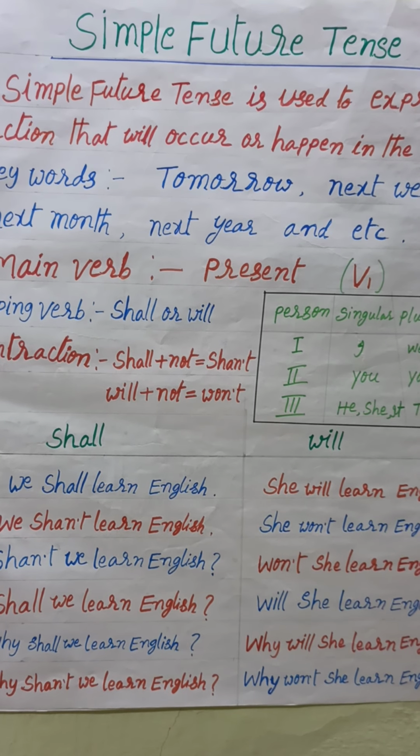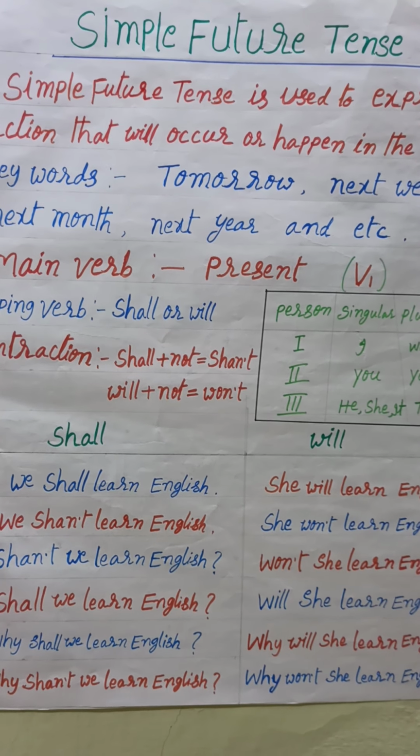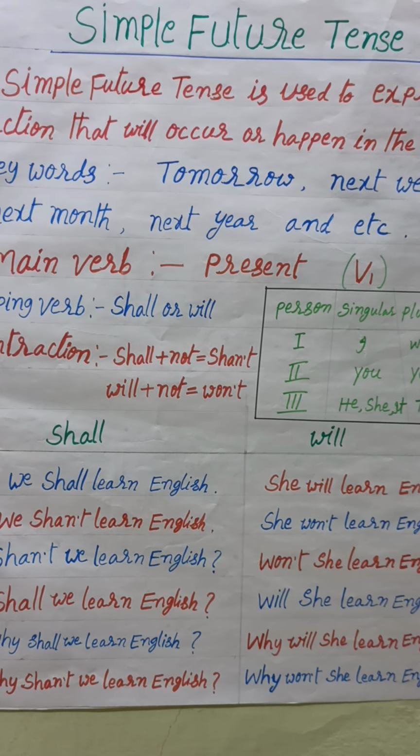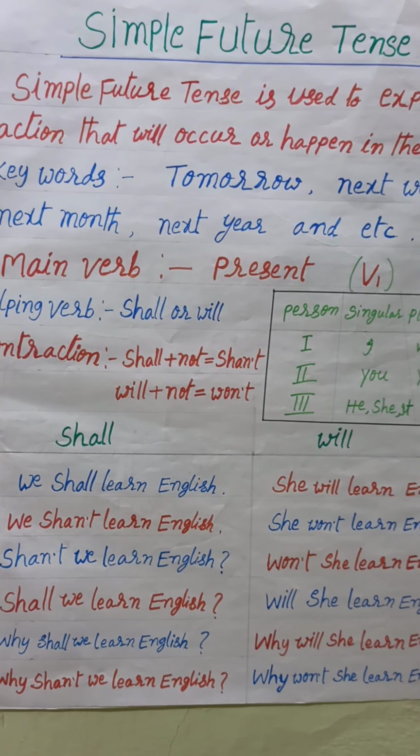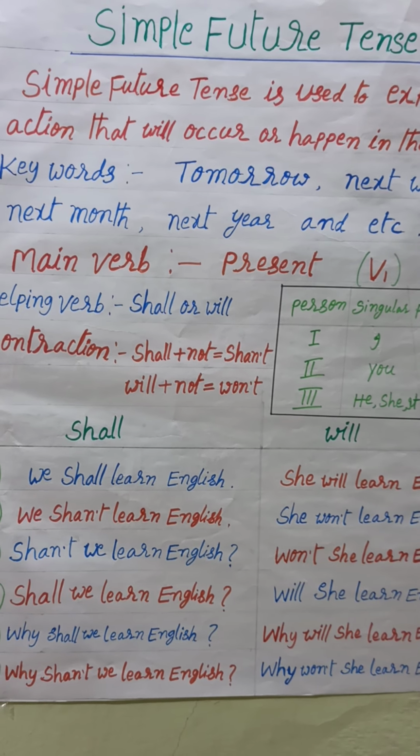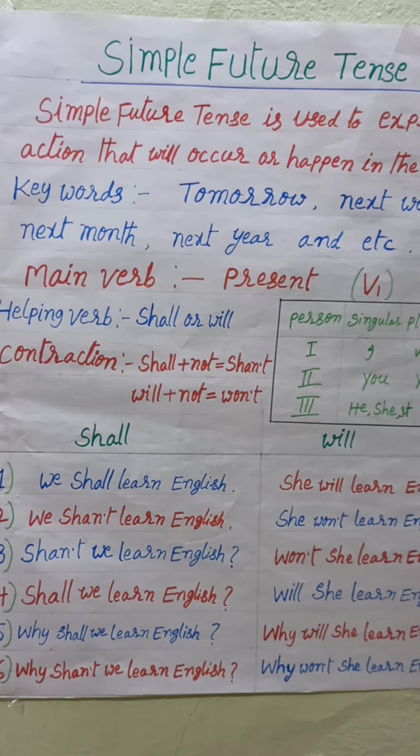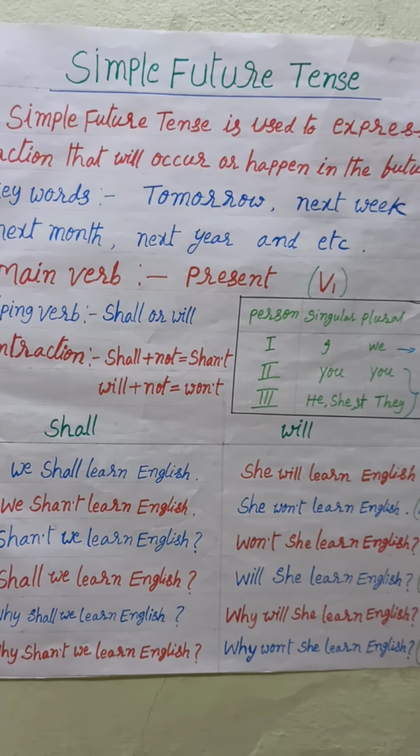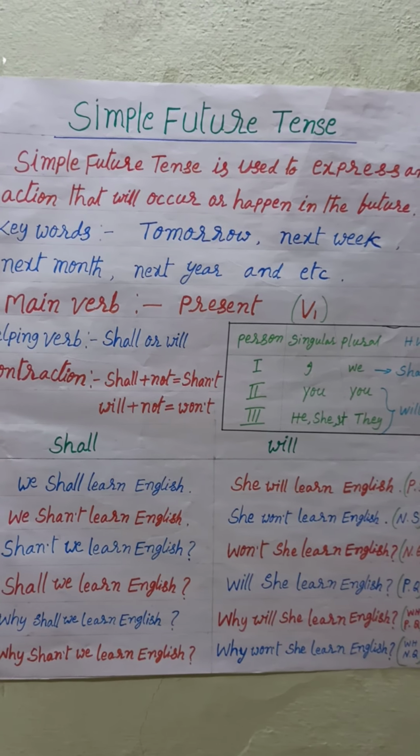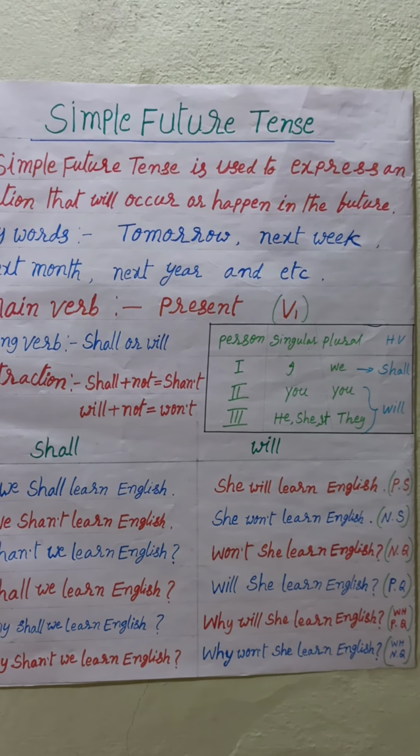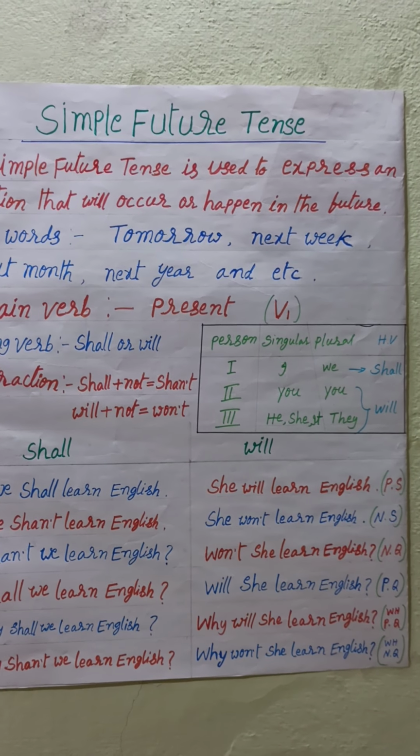I would like to improve our speaking skill. Now we are going to learn about simple future tense. Simple future tense is used to express an action that will occur or happen in the future.